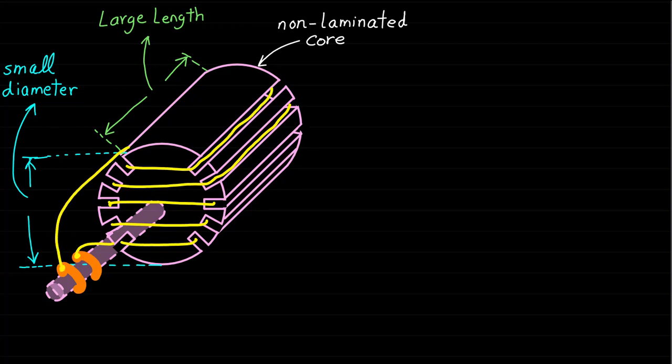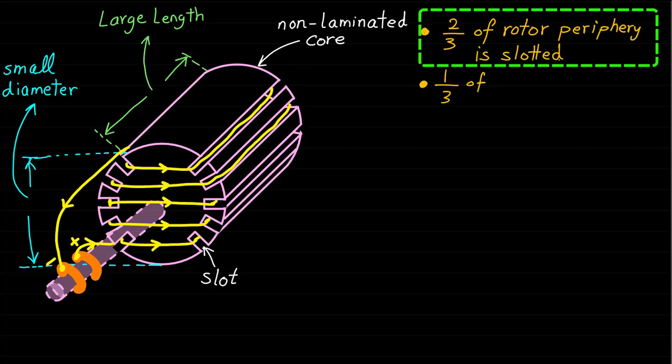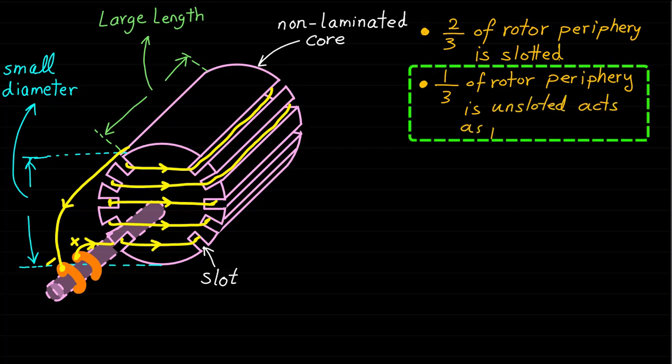This figure shows 5 coils distributed in slots and connected in series. Each of these 5 coils could have 1 turn or n turns. Normally, 2/3 of the rotor periphery or rotor circumference is slotted to accommodate the winding. The remaining 1/3 unslotted portion of the rotor periphery acts as the poles.